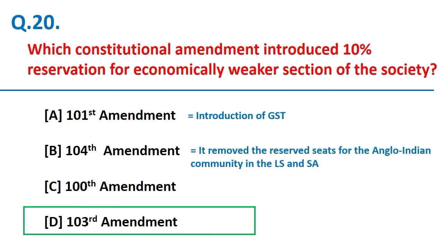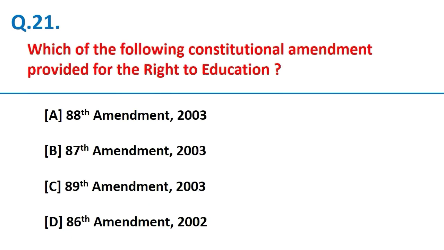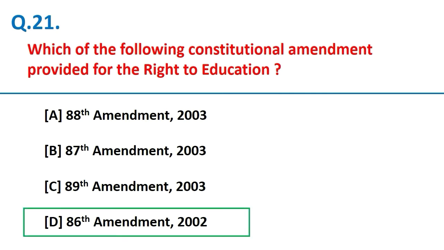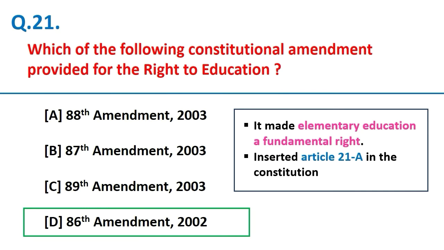104th Amendment removed the reserved seats for Anglo-Indian community in the Lok Sabha and State Assemblies. And 100th Amendment deals with the exchange of territories between India and Bangladesh. Which of the following constitutional amendments provided for the right to education? 86th Amendment Act of 2002. By this amendment, elementary education was made a fundamental right and it was inserted in Article 21A in the Constitution.